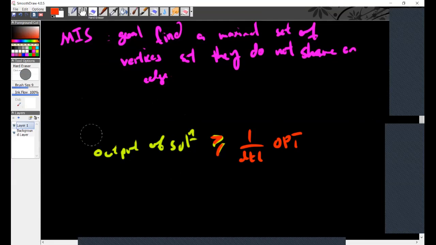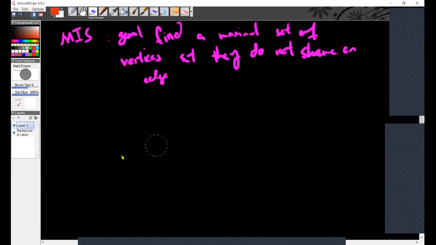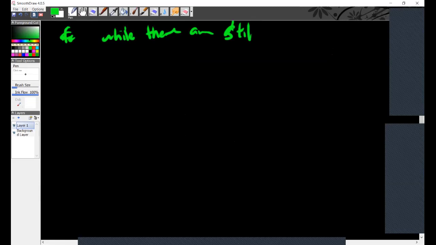Okay, so we'll do a D+1 approximation first. Then we'll see that the proof is actually not really great, and we'll try to improve it. First things first, come up with the algorithm, and the algorithm is really simple. It's really just 3 lines. While there are still vertices, what you're going to do is really simple. You're just going to take some vertex, and let's call this vertex V.